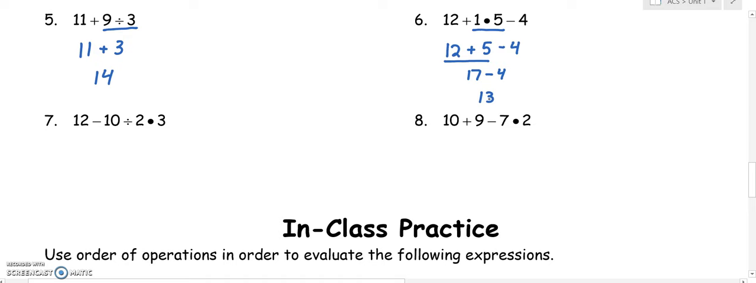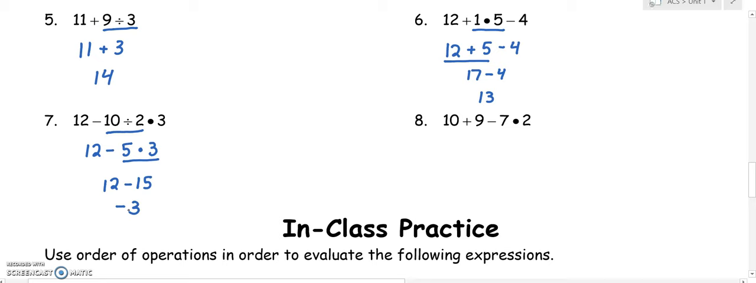In number 7, we have 12 minus 10 divided by 2 times 3. So I have a subtraction, a division, and a multiplication. My first step is any division and multiplication. So 10 divided by 2 is 5. 12 minus 5 times 3. Now I have a subtraction and a multiplication. Remember, a multiplication happens before subtraction. So I need to multiply 5 times 3 is 15. So 12 minus 15 is negative 3.